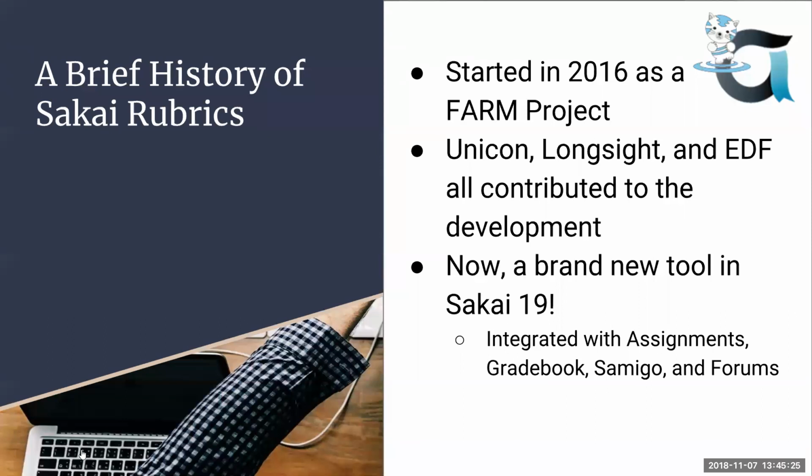And it is in Sakai 19. It's a brand new tool, so it will be something that you've not seen before, and we're going to take a look at it in just a little bit. It is integrated with the assignment tool, the Gradebook tool, Samigo, and forums. So you can use it in any of those places within Sakai where you have items that you might be grading using a rubric.